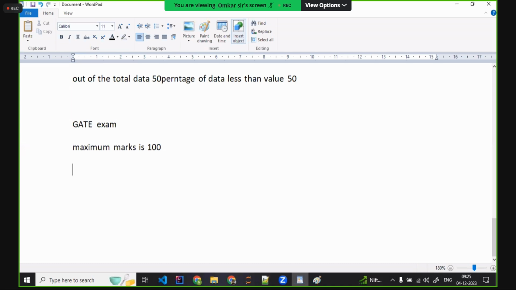Suppose Venkatesh has written the exam. He got 40 marks. And the number of applicants in the GATE exam is equal to 1000 members. Understood? Maximum marks is 100. How many members have written? 1000 members. How many marks did Venkatesh get? 40 marks.